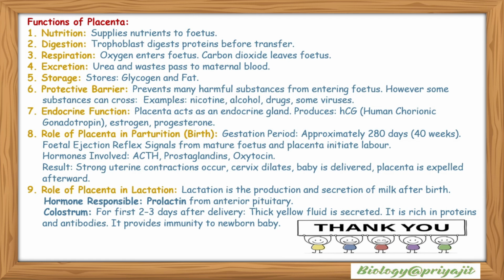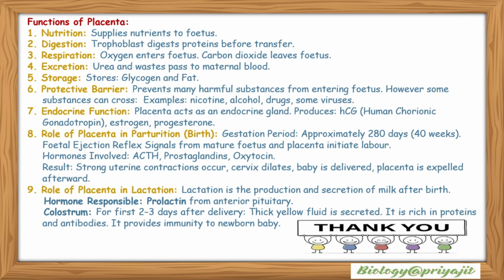Functions of placenta: nutrition, supplies nutrients to fetus; digestion, trophoblast digests proteins before transfer; respiration, oxygen enters fetus, carbon dioxide leaves the fetus; excretion, urea and waste products pass to maternal blood; storage, stores glycogen and fat. Protection: prevents many harmful substances from entering fetus. However, some substances can cross. Examples include nicotine, alcohol, drugs, and some viruses. Endocrine function: placenta acts as an endocrine gland. It produces HCG or human chorionic gonadotropin, estrogen, progesterone, etc.